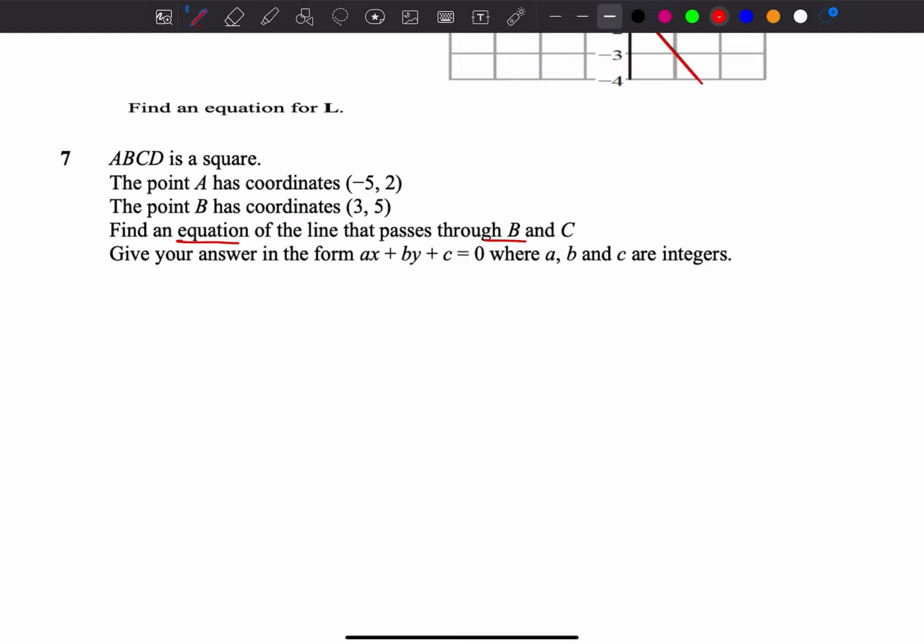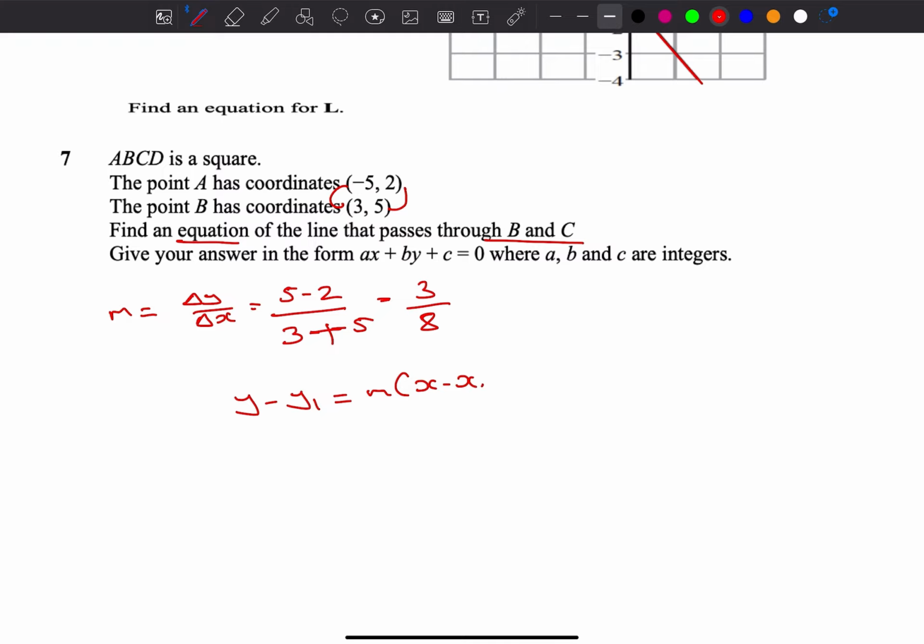Equation passing through BC. You can work out the gradient, which is change in y over change in x. 5 take away minus 2, divided by 3 take away minus 5. That's 3 over 8, a plus 8. So that's your gradient. What's the equation you should know? I'll write it just so you can remember. Y minus y1 equals m bracket x minus x1.